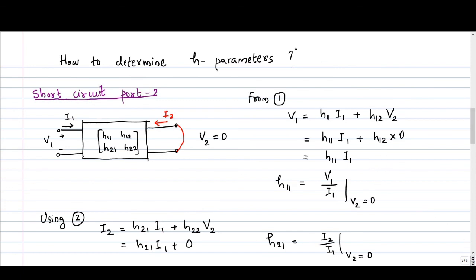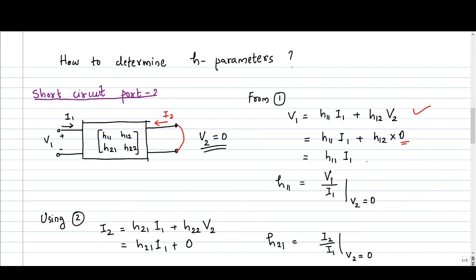To discuss that, first we will see how to find out these H parameters when a two-port network is available. From the terminal measurements, how we can calculate the four parameters. To do that, first you can short circuit port 2. If I short port 2, V2 becomes 0. I have rewritten the first equation here: V1 is equal to H11 I1 plus H12 V2. Here I can make V2 equal to 0. If I substitute V2 equal to 0, I will get H11 I1.